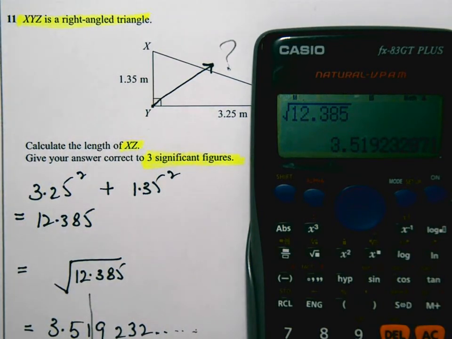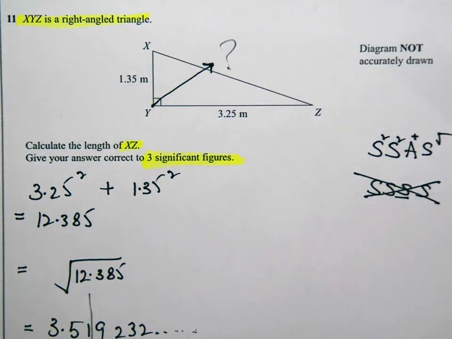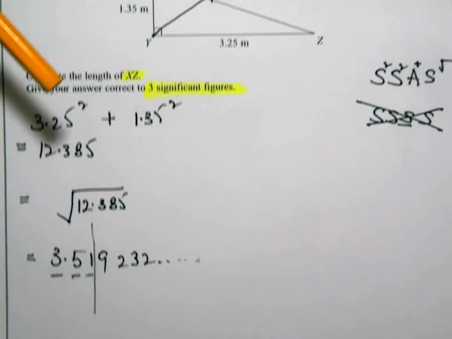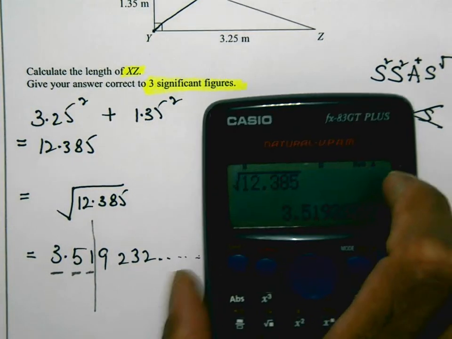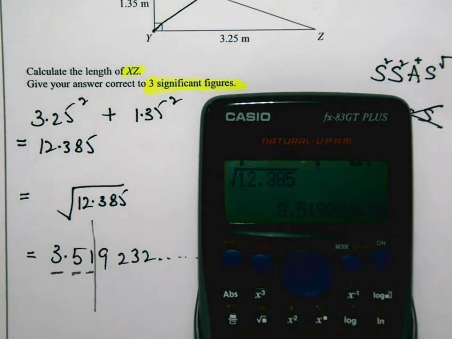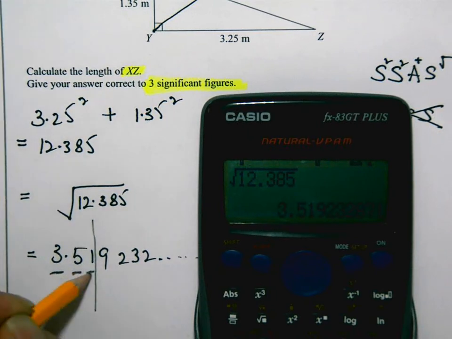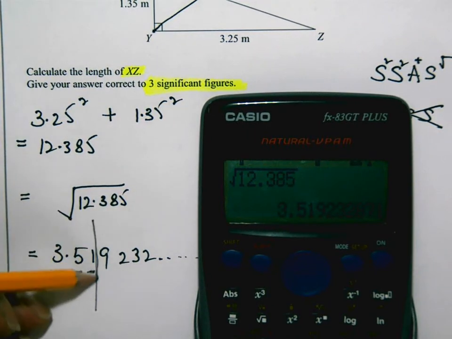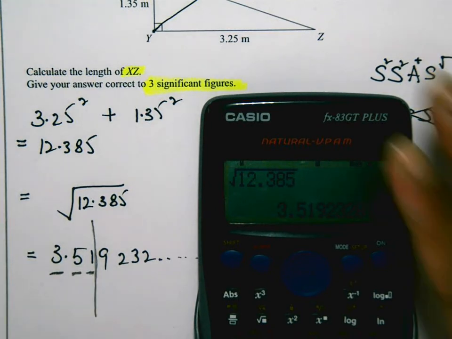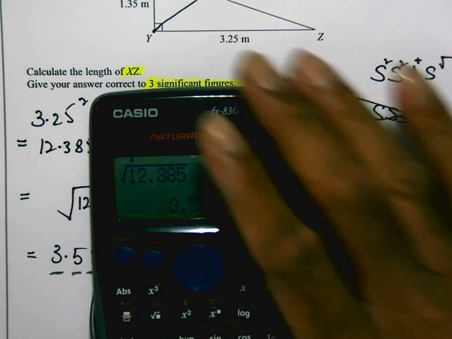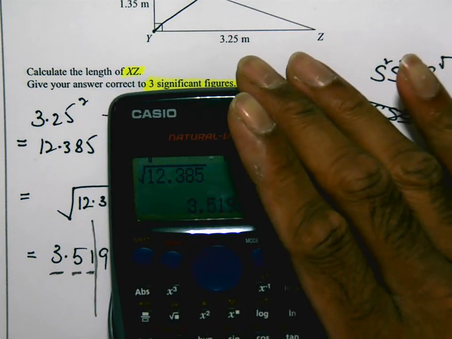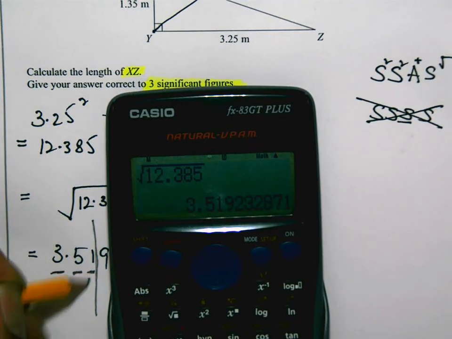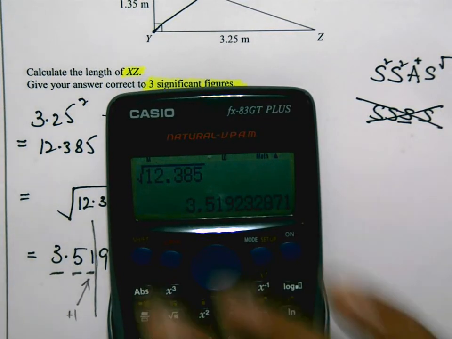Let's zoom in. That was my result when I square rooted. I want to write my answer to 3 significant figures. So 1, 2, 3, and I'm going to cut it off there. Before I write this as my answer, I need to look at the next number along. The next number along is a 9. Because it's a 9, I'm going to increase this by 1.